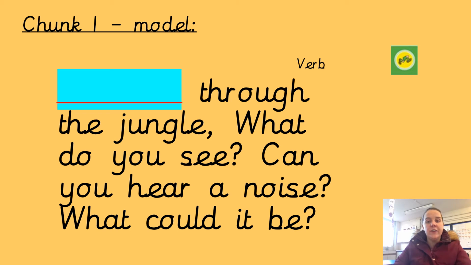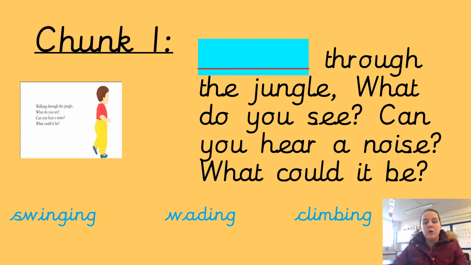So your first sentence, we're going to add a verb in here, which is our doing word. So it's something through the jungle, what do you see? Can you hear a noise? What could it be? So this is where your child will now use her verb bank or his verb bank or their verb bank to then choose the verb to go where the blue highlighted part is. Okay, so on the next slide, I have put a couple on there for you.